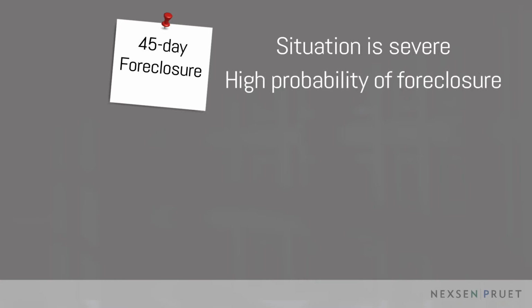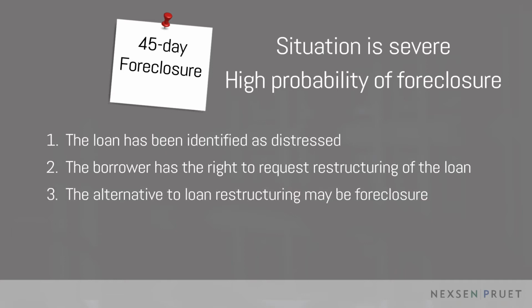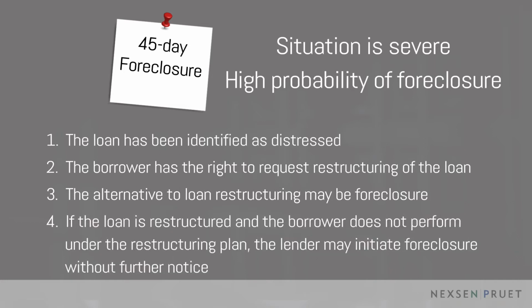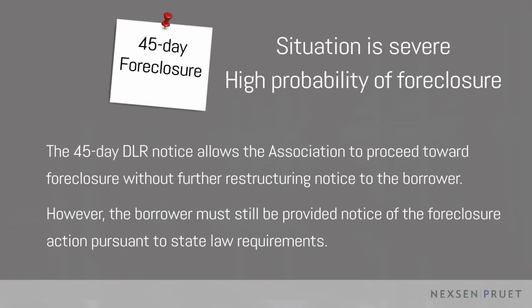The 45-day DLR notice informs the borrower that the loan has been identified as distressed, the borrower has the right to request a restructuring of the loan, the alternative to loan restructuring may be foreclosure, and if the loan is restructured and the borrower does not perform under the restructuring plan, the lender may initiate foreclosure without further notice. The 45-day DLR notice allows the association to proceed toward foreclosure without further restructuring notice to the borrower. However, the borrower must still be provided notice of the foreclosure action pursuant to state law requirements.